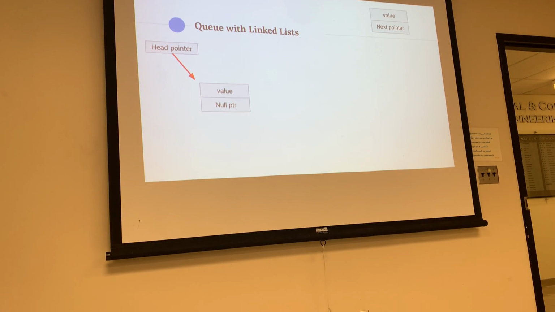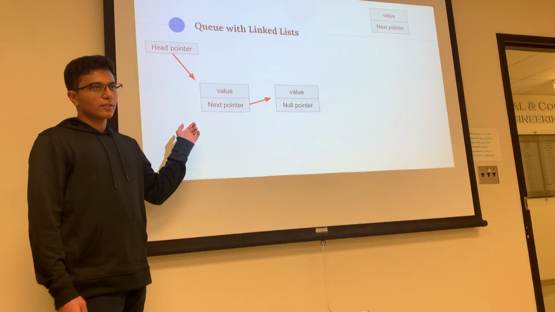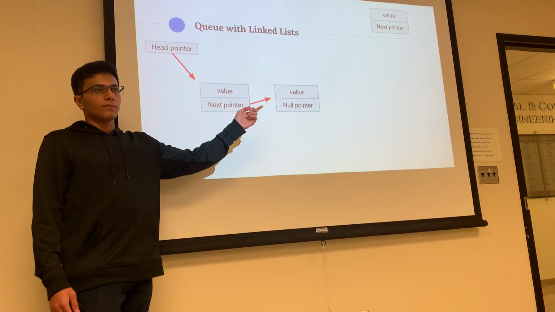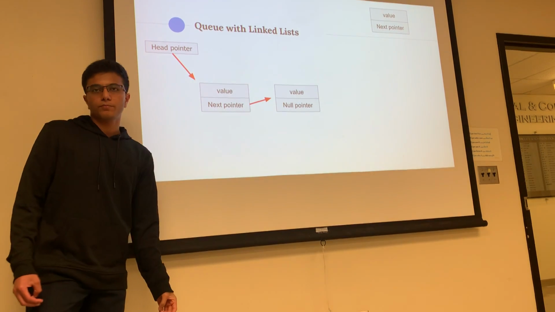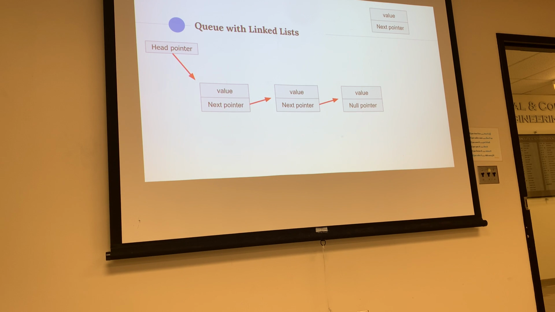In this case, if you want to enqueue or add things to the queue, you would just create a new node, and then make the next pointer of the previous node point to the new node that you just pushed to the queue. And you would just keep doing this over and over again until you want.